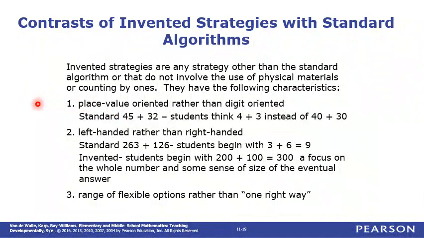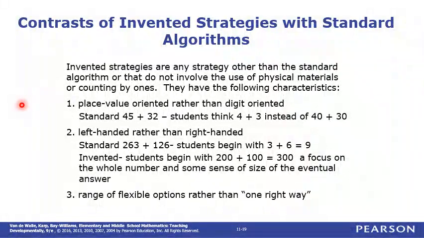In the standard algorithm, we have 45 plus 32, and students think of 4 plus 3 instead of 40 plus 30. So the invented strategy anchors on that idea of place value, right? That the 4 represents 4 tens, the 3 represents 3 tens, so altogether we would have 7 tens.